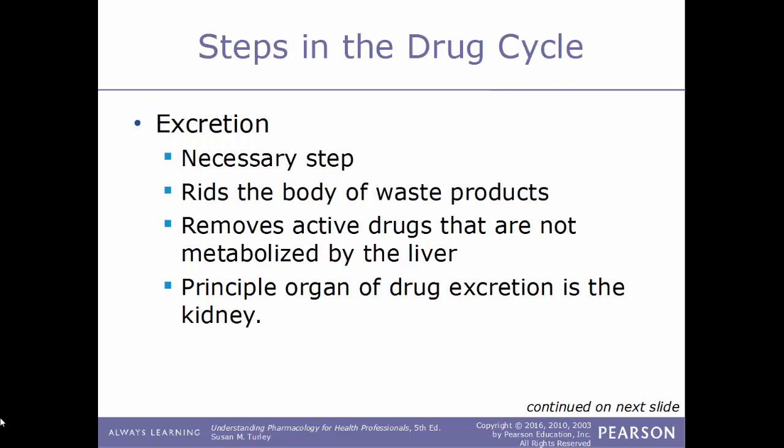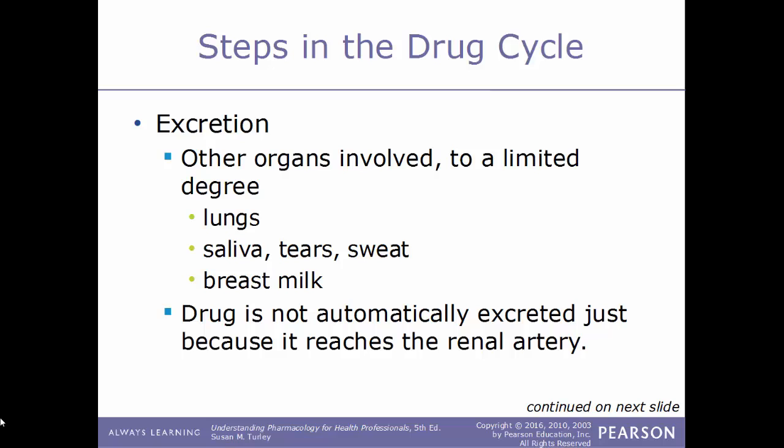And the last step in our drug cycle is excretion. This is an absolutely necessary step. This will get rid of waste products. This step is what removes active drugs that are not metabolized by the liver. And the principal organ for drug excretion is the kidney. There are other organs that are involved with excretion, to some degree, such as lungs, saliva, or tears, or sweat, or even breast milk. But in general, the primary organs that deal with excretion of drugs are the kidneys.